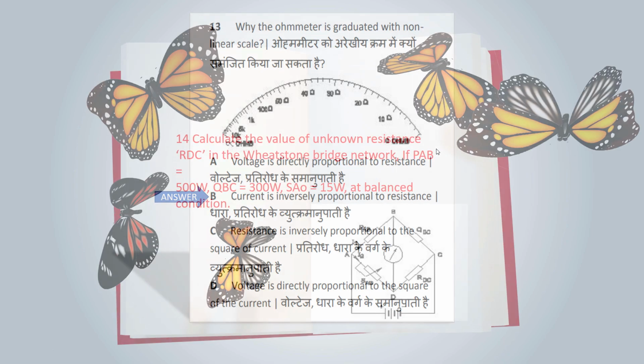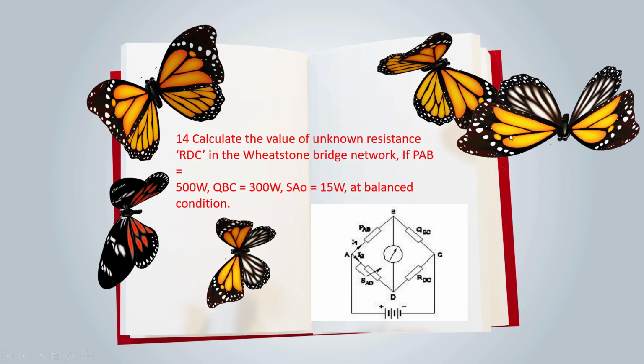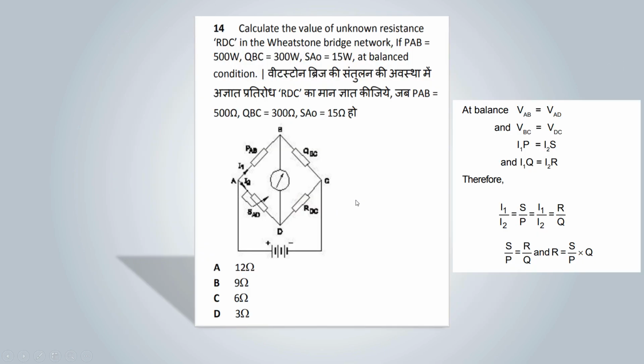The answer is current is inversely proportional to the resistance. Because of this reason, the ohm meter scale is infinity to 0 ohm. Calculate the value of unknown resistance RDC in the Wheatstone bridge network if P AB is 500 ohm, Q BC is 300 ohm, S AD is 15 ohm at balanced condition. So friends, this is a very important problem. In this circuit, some other problems also come. This is a very standard formula at balanced condition. When the circuit is in balanced condition, VAB equals VAD.